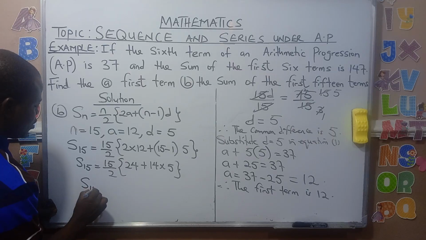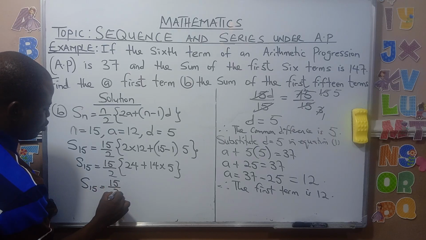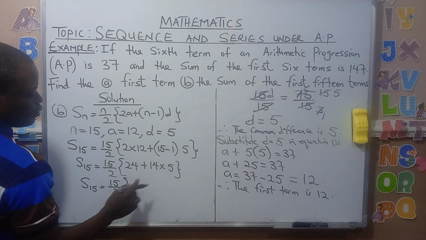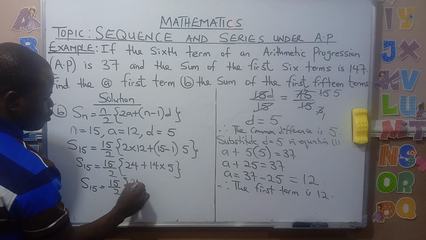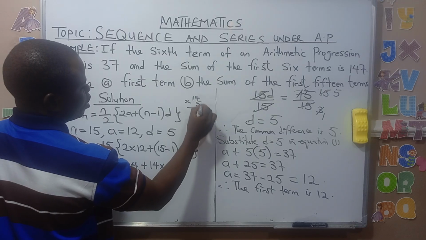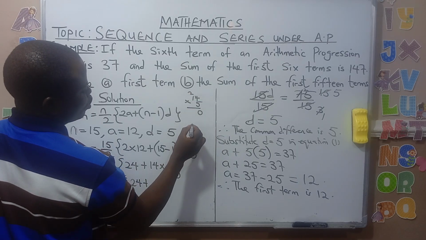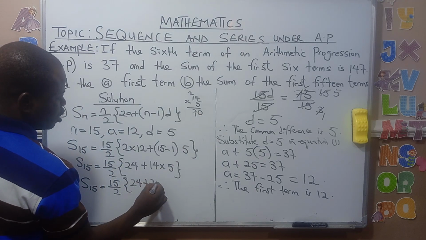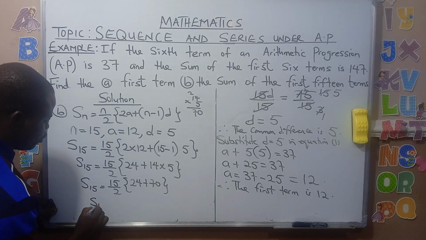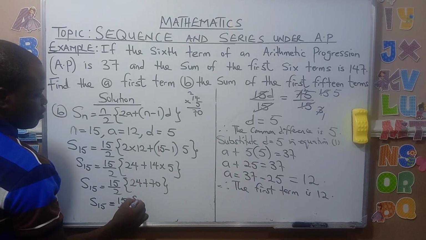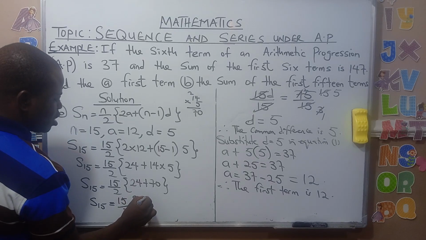Now, the sum of the 15 terms equals 15 over 2. Let's carry out the multiplication of 14 times 5 first. 24 plus 14 times 5. 5 times 4, 20, 0, carry 2. 5 times 1, 5, plus 2, that is 7. 24 plus 70, that's 94.